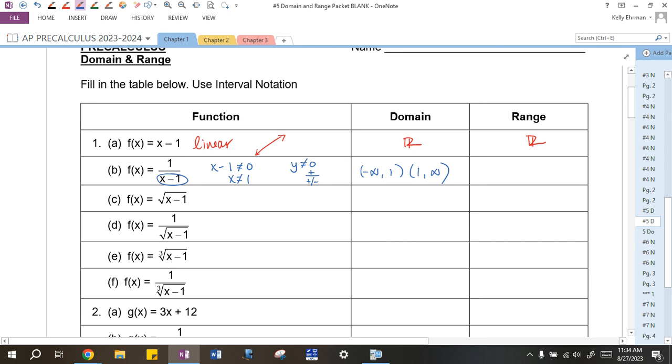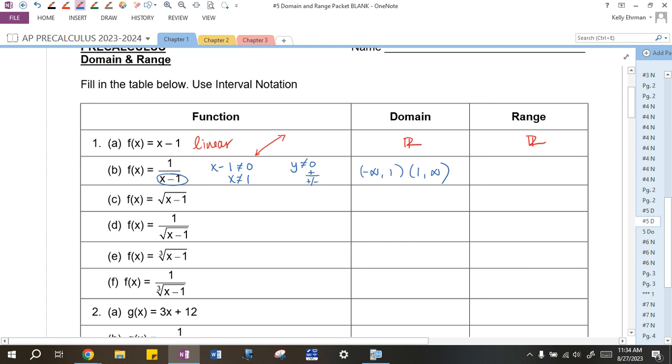If I pick 0, I get negative 1. If I pick 2, I get 1. If I pick negative 2, I get negative 1/3. If I pick positive 3, I get 1/2. So you can go through until you've convinced yourself that you'll get both positives and negatives. So y can be anything, large or small, but just not 0.